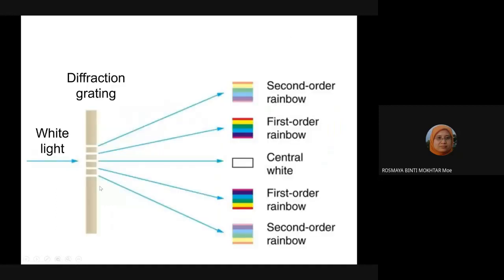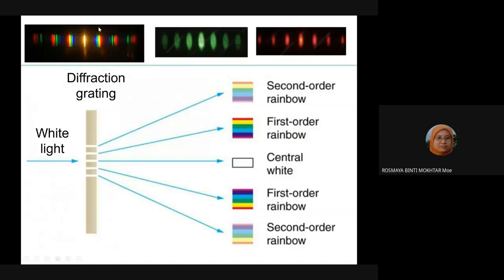If you use white light passing through the diffraction grating, you will get a rainbow of colors like this. Example here, at the top, the rainbow color. If you are not using white light, for example you use a laser, a laser usually consists of monochromatic light. Monochromatic means the light has one wavelength, for example the green color and the red color. At the top here you can see.